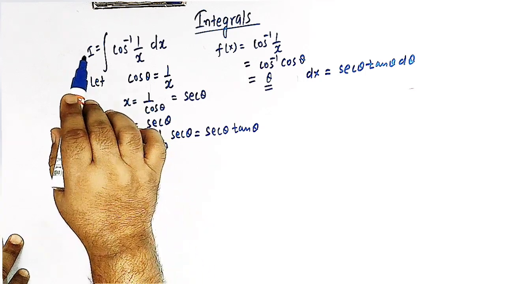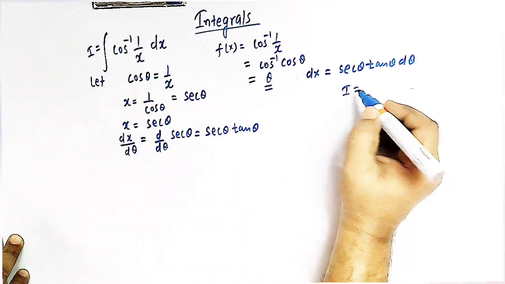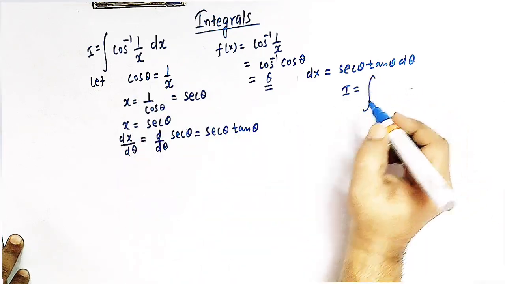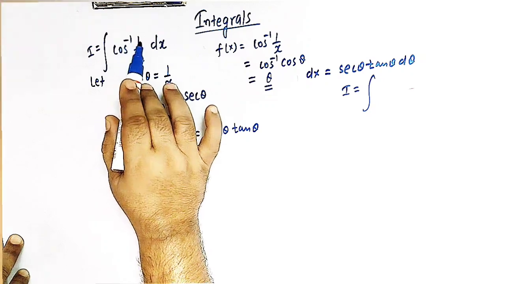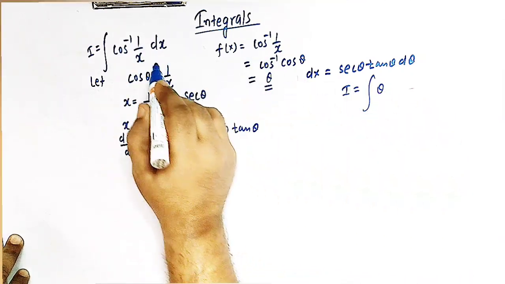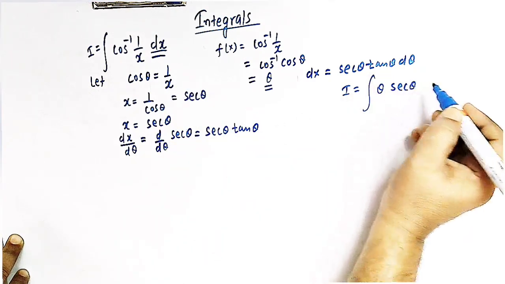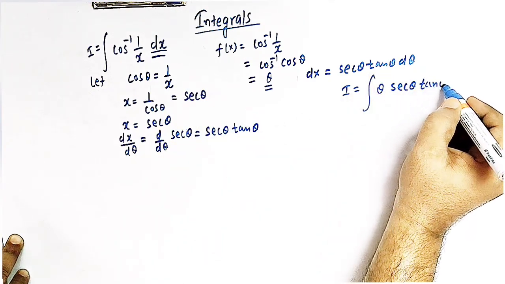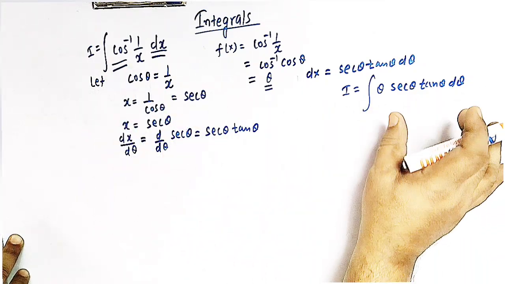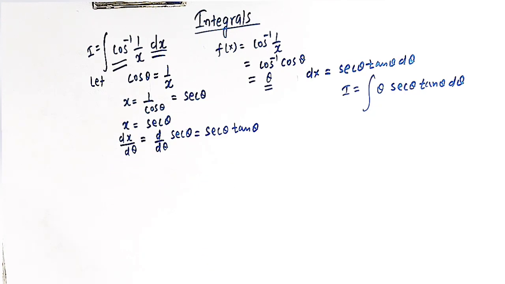Now we can rewrite this integral I in terms of this new variable theta. We can write the integral, where cos inverse 1 over x is equal to theta, and for dx we can write secant theta tan theta d theta. So this integral is now reduced to this one with the help of this substitution.